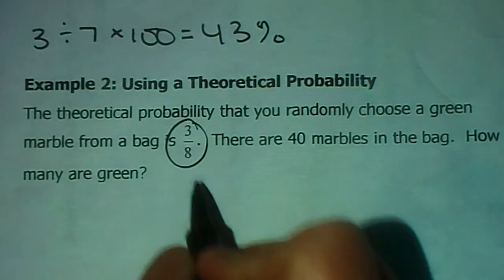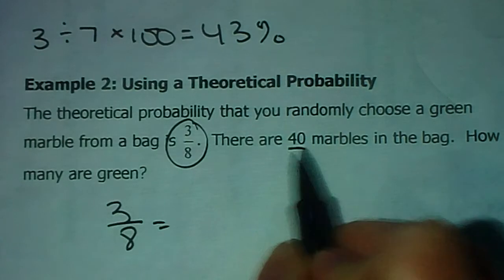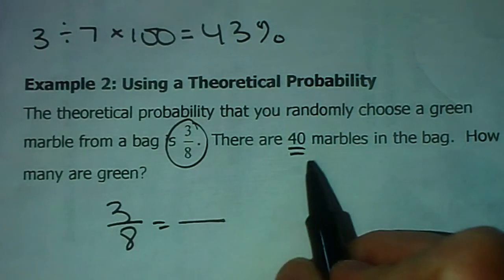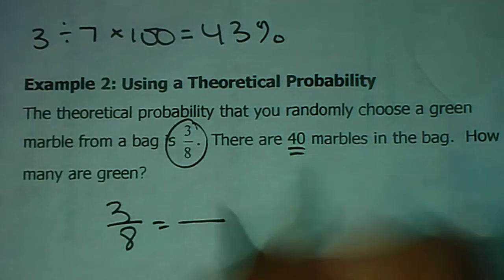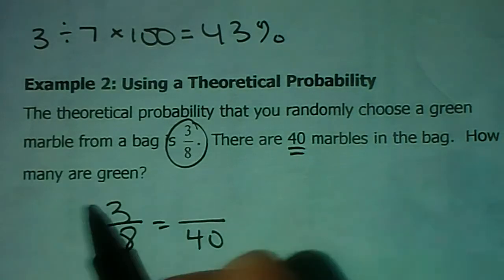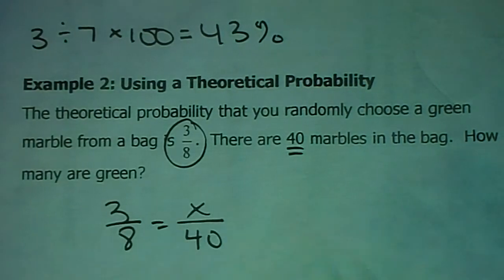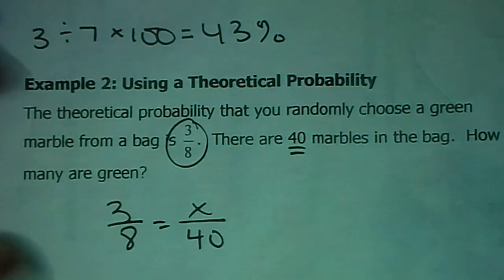All right, so 3/8. That's your chances of choosing a green. It says there are 40 marbles in the bag. That's total marbles, nothing to do with green. This 3 is the green, this 8 is the total. So we're going to say 40 goes on the bottom. It needs to go on the bottom across from total outcomes. We want to know how many are green, so we don't know. We'll pick X. Us mathematicians are obsessed with our X's. It's true. All right, so let's solve for X.